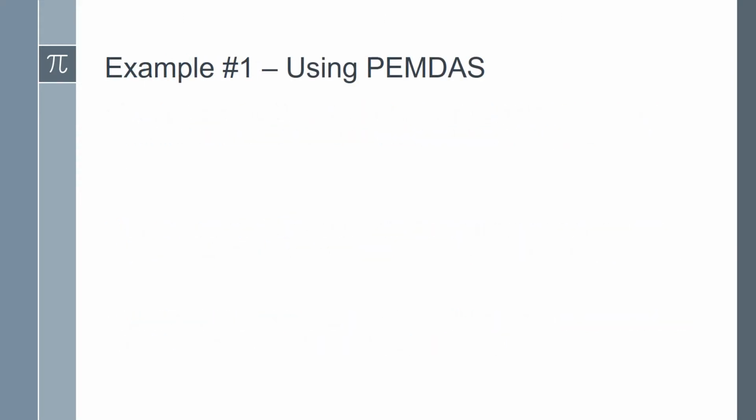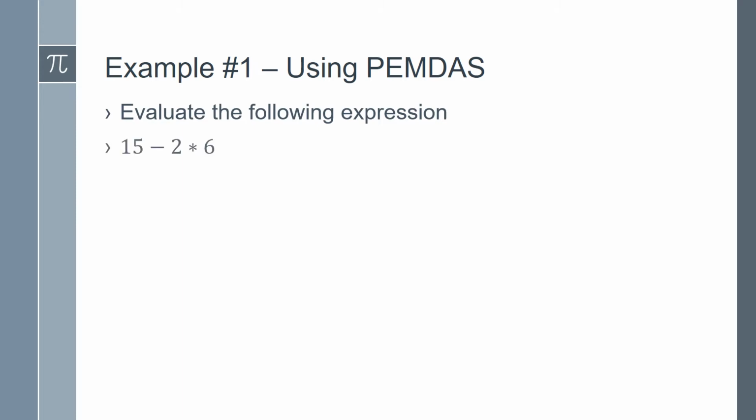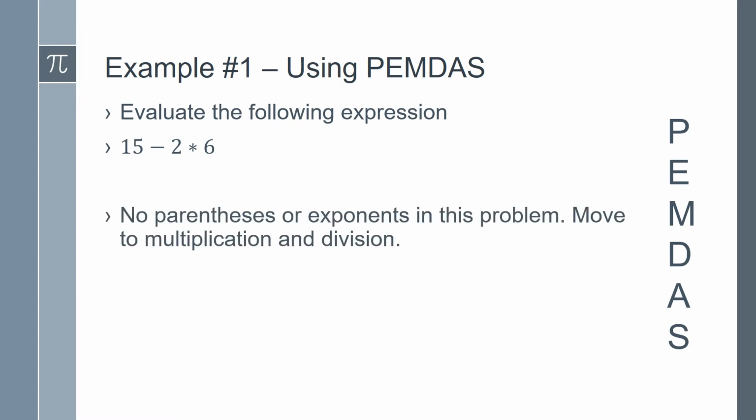Example number 1. Evaluate the following expression. 15 minus 2 times 6. The first thing that I did was to write PEMDAS down the side of the page. There are no parentheses or exponents in this problem, so we can skip over the P and the E and move straight to M and D, which are multiplication and division.